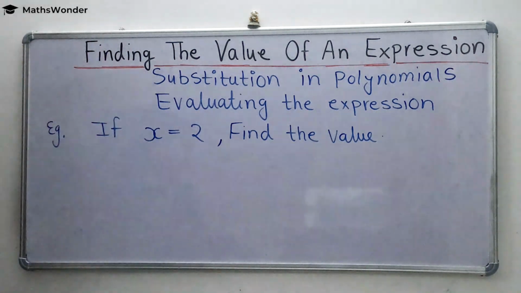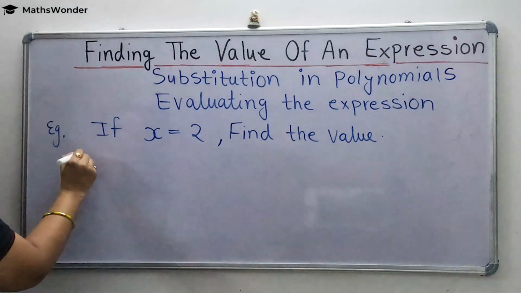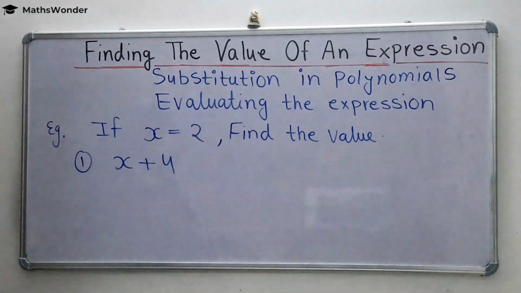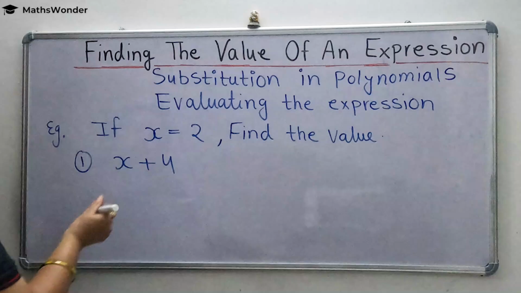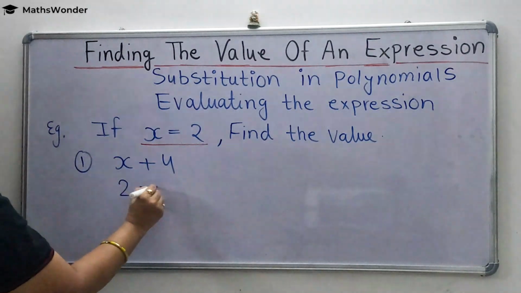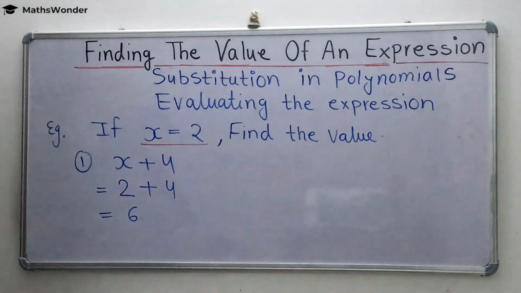Find the value of the expression. So the first is x plus 4. The x value is given already in the question. You have to substitute x with 2. So you will substitute 2 in place of x in x plus 4, and your answer is 6.